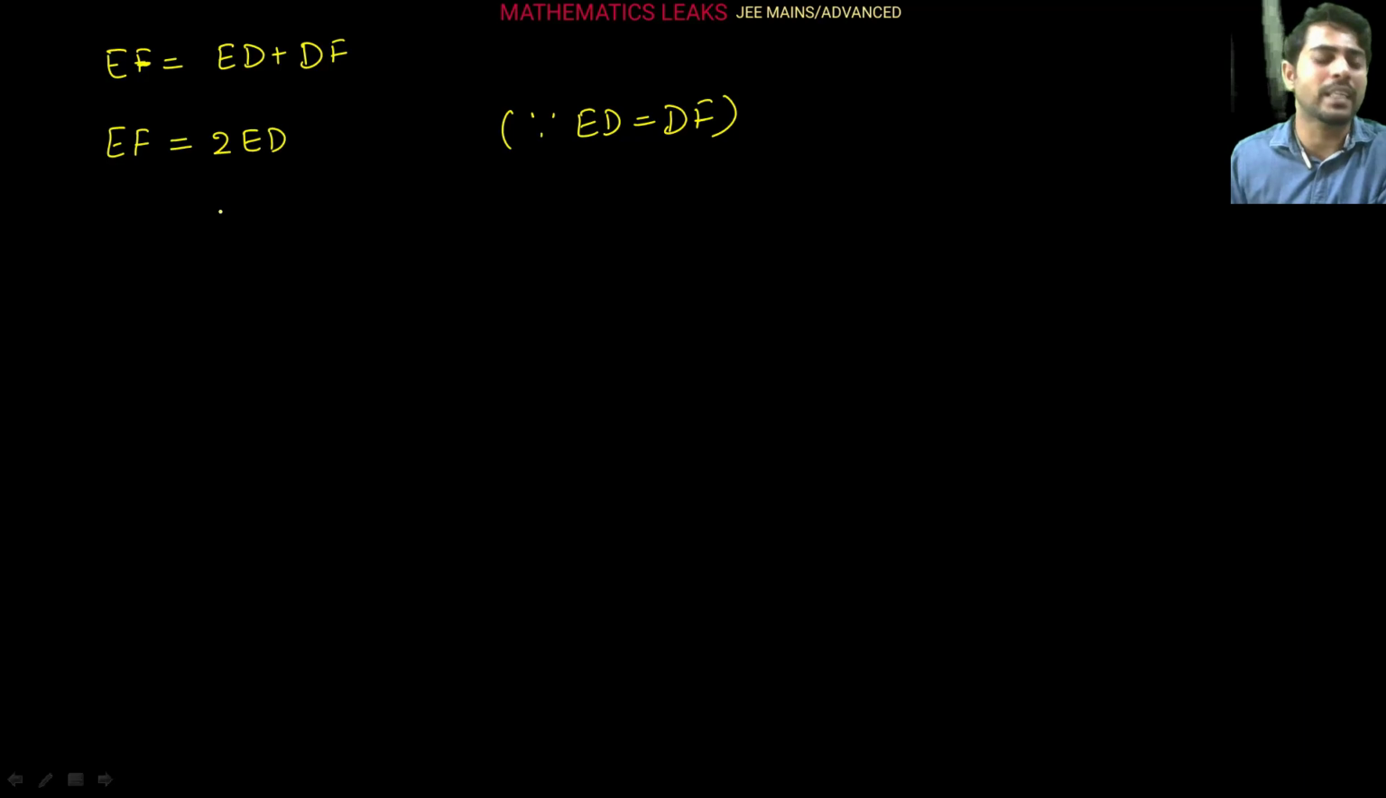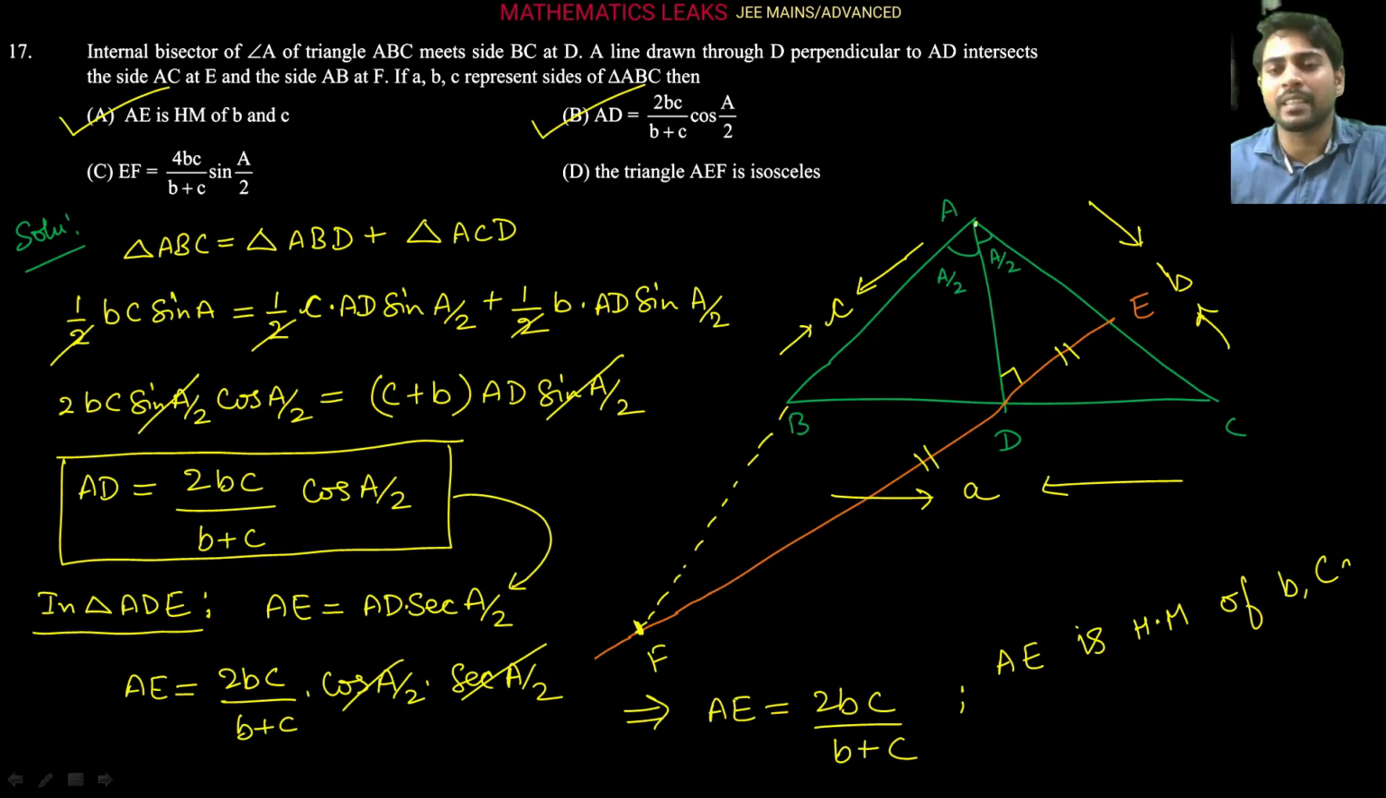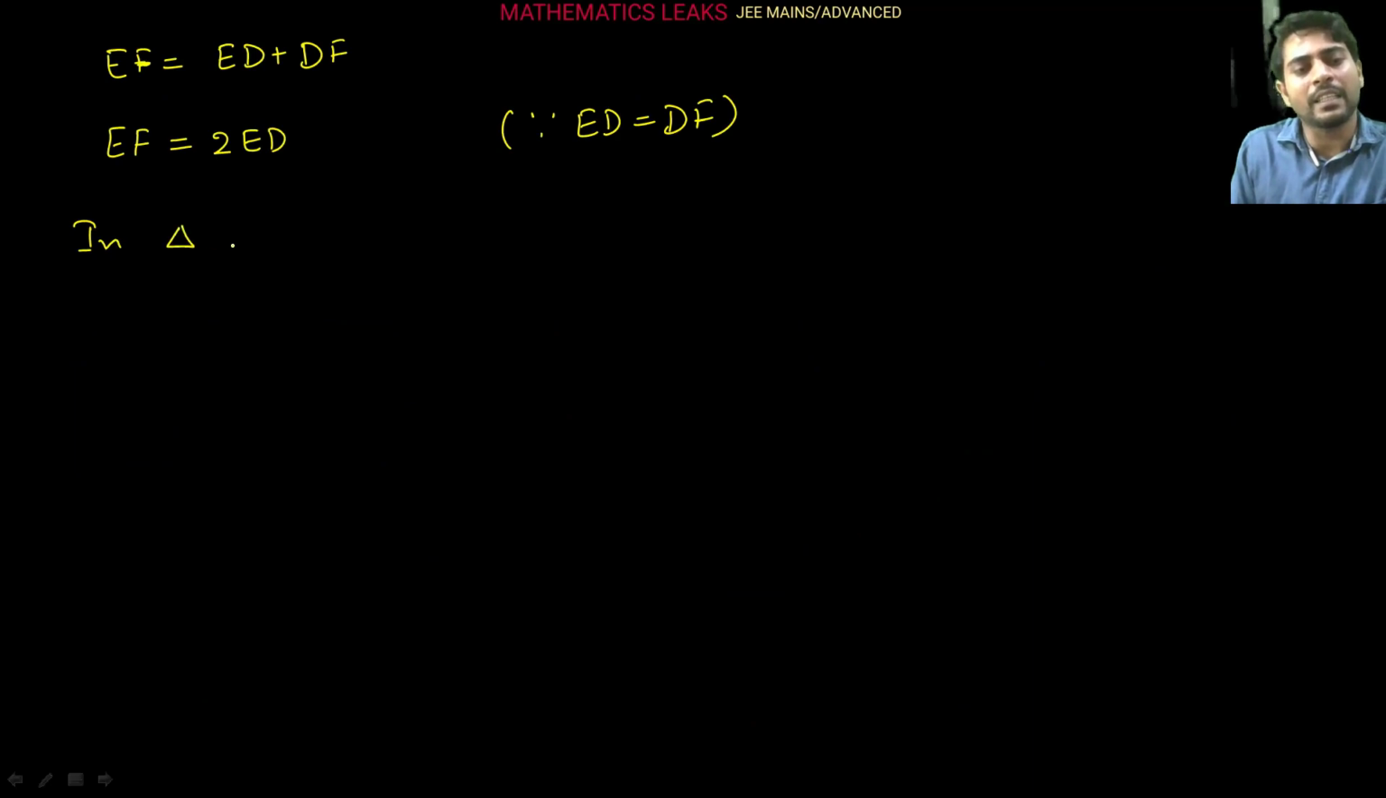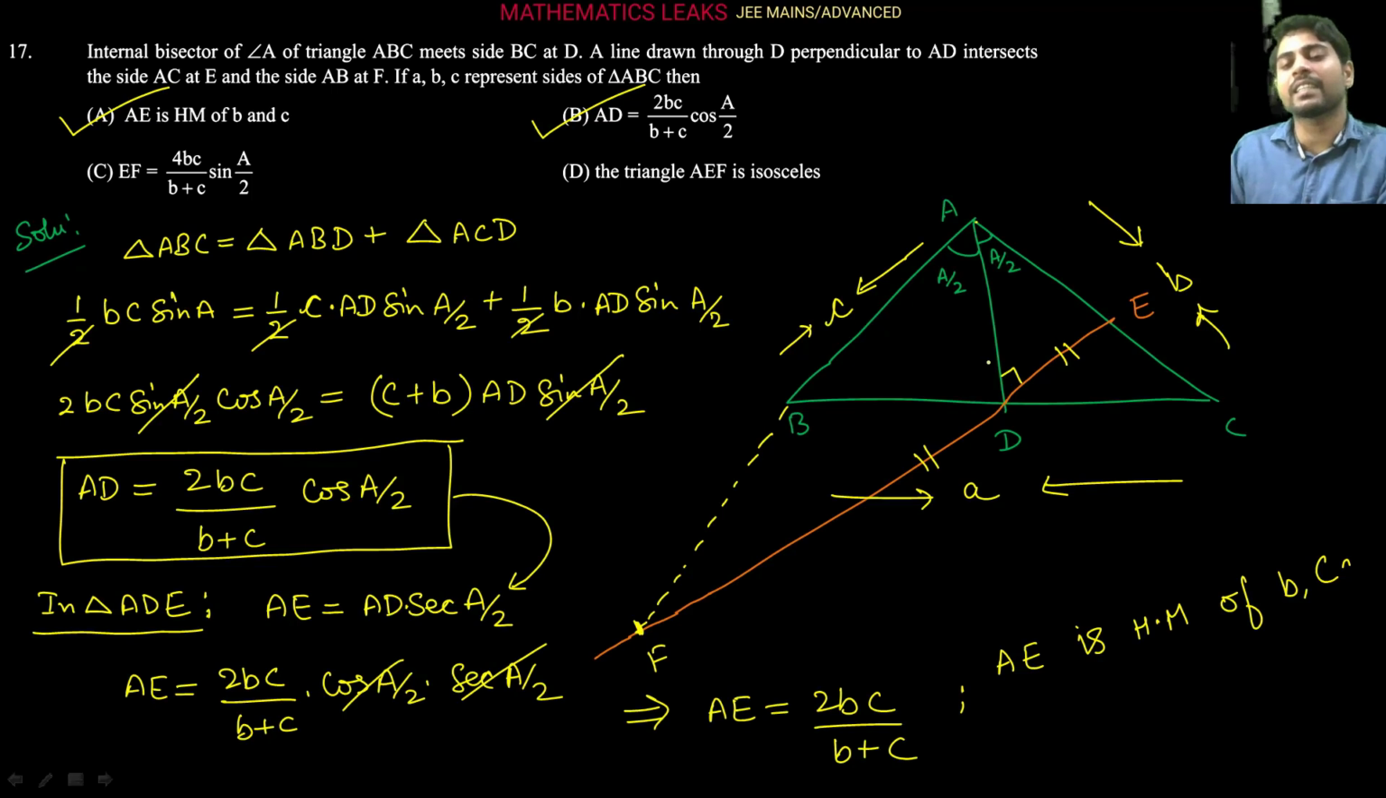Now we have to calculate the ED value. In triangle ADE, we can observe that since angle D is 90 degrees and we want to find DE, DE or ED is the perpendicular and AD is the base here. So we can use the tangent rule, correct? So ED is equal to AD tangent of A by 2.